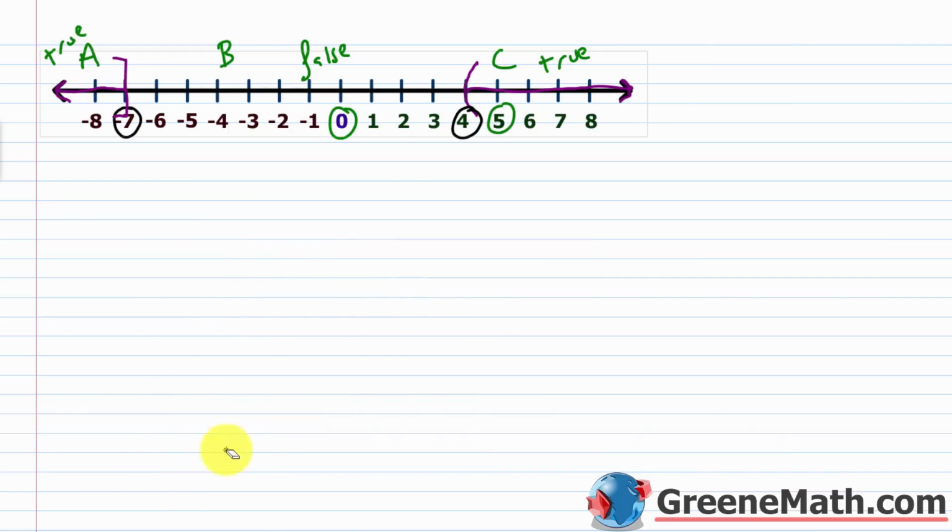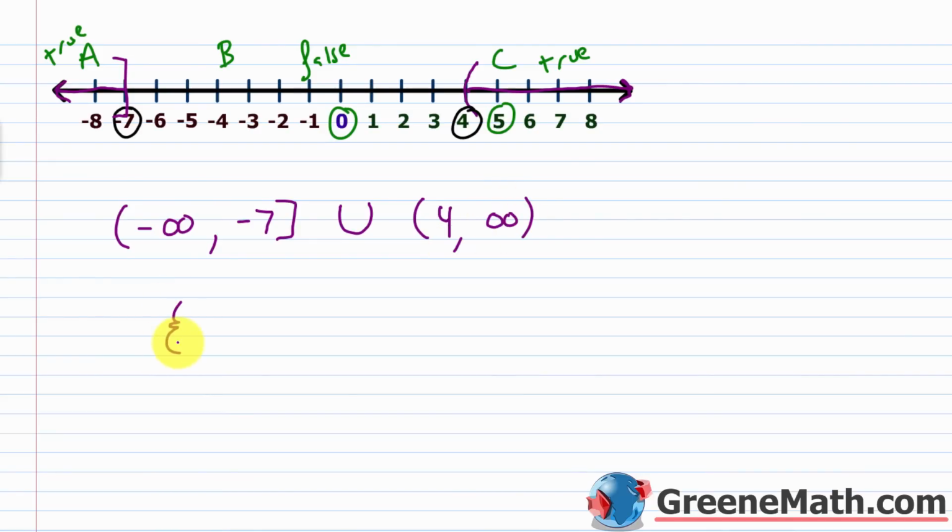If we look at an interval, we would have from -infinity up to and including -7, and then the union with, we'd have not including 4, but anything larger. And of course, in set builder notation, we could say the set of all x such that x is less than or equal to -7, or x is greater than 4.